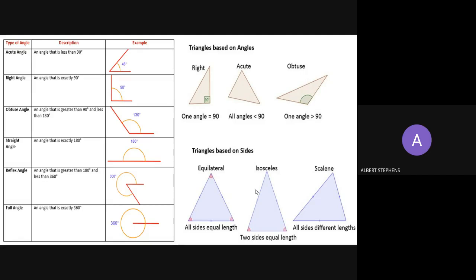All right. So in an equilateral triangle, all sides are equal. Now, if all sides are equal, all angles are equal. In an isosceles, two sides are equal. If two sides are equal, two angles are equal. And anybody knows that when you add up all the angles in a triangle, what do you get? 180. Good. So these are some basic concepts about triangles and angles, and you shall know these things.